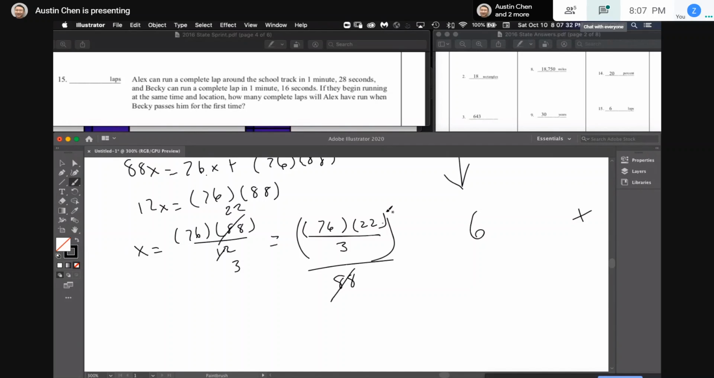So if we divide this by 88, then we can cancel out 22 from 88. We would have 4, and we can cancel out a 4 from 76, and then we would have 19. Okay, so the number of laps that Alex will have run is 19 over 3, but we only want to find the complete laps Alex has run, right? So if he's run 19 over 3, that means the number of complete laps he's run is just 6, right? Because that's the largest integer that is below 19 over 3.